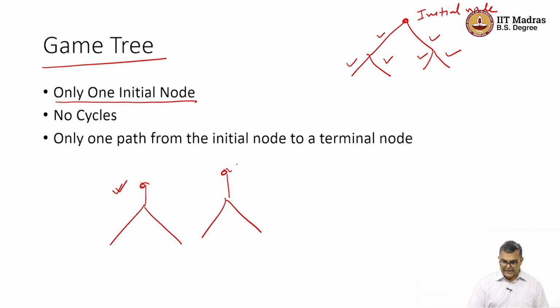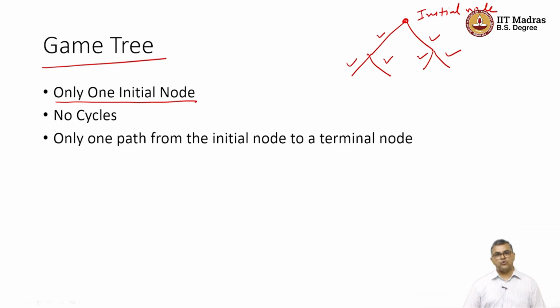Such situations are not allowed. So, this is not a possibility. Okay. So, let me erase this, this is not a policy. There has to be only one initial node, the game has only one beginning point. Now, there is no cycle. What do I mean? So, the game has one initial node.